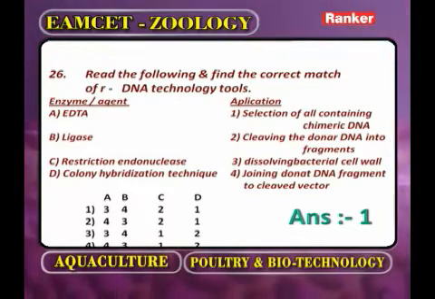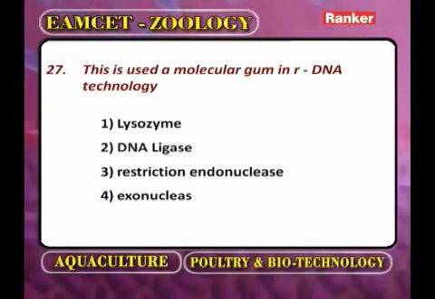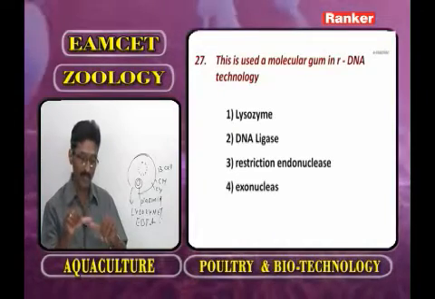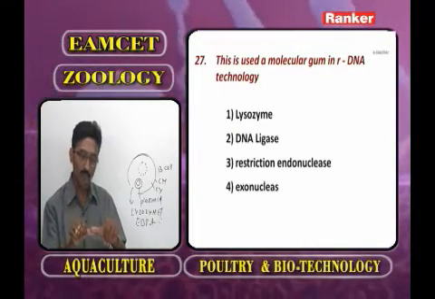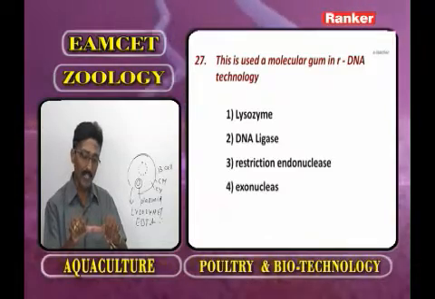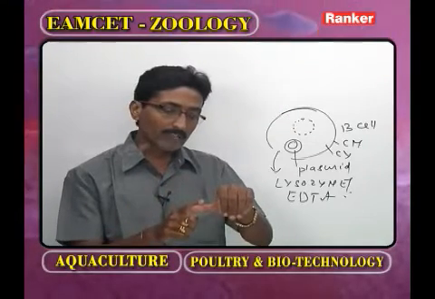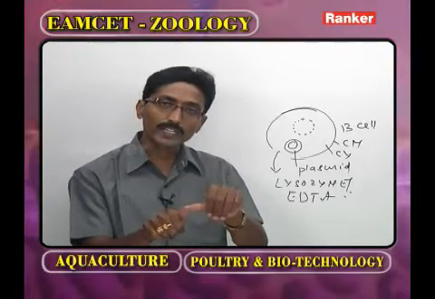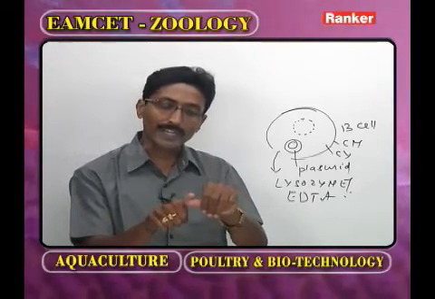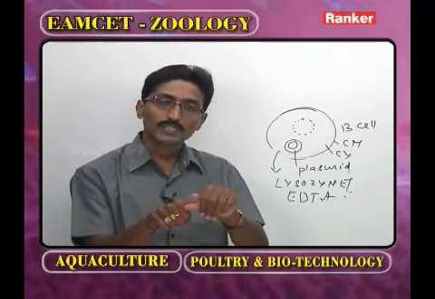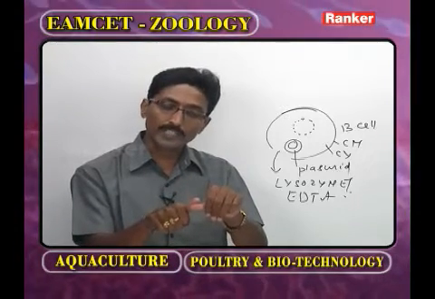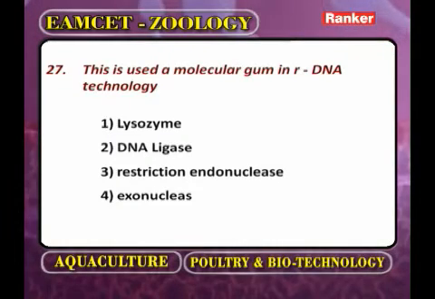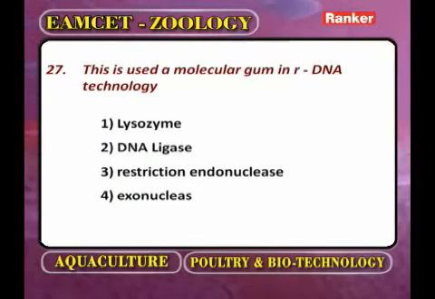Now the next question. This is used as a molecular glue. Glue means to attach. In recombinant DNA technology, the fragment of donor DNA is attached to the vector DNA. Here the two fragments are attached by a glue. What is used for the glue? An enzyme. Here what is the enzyme? The ligase. Now here the answer is DNA ligase.